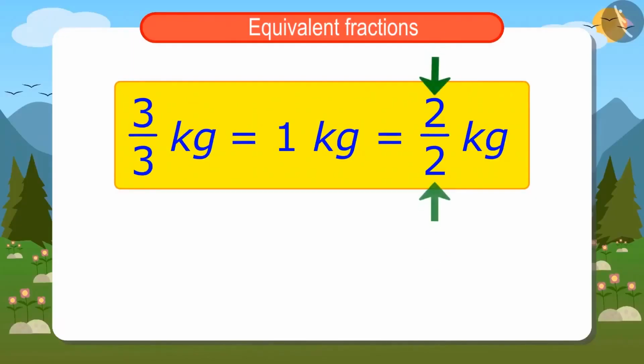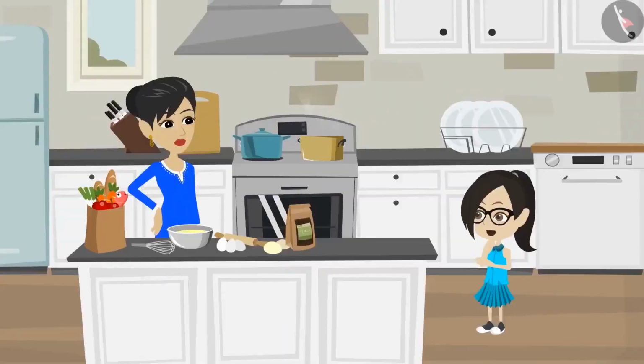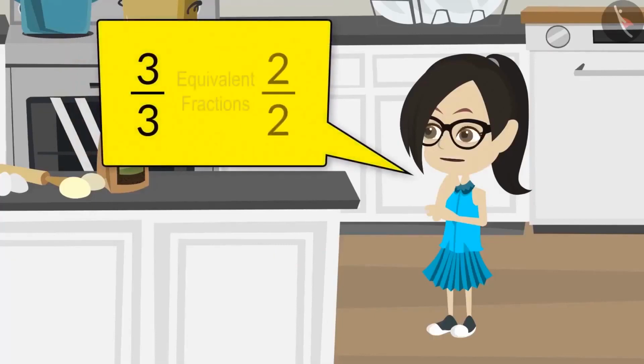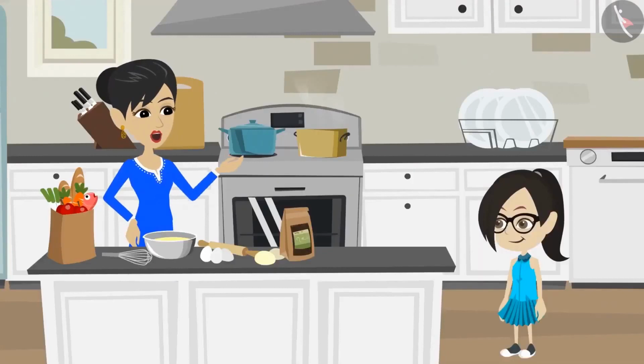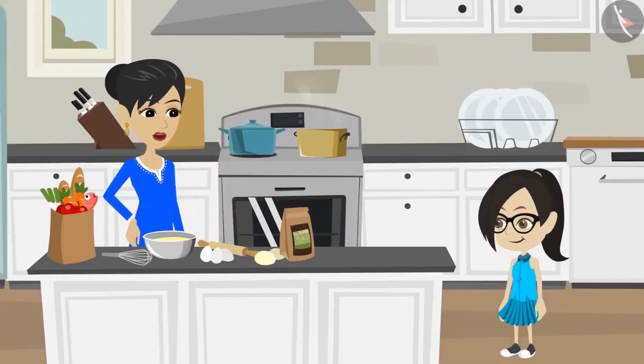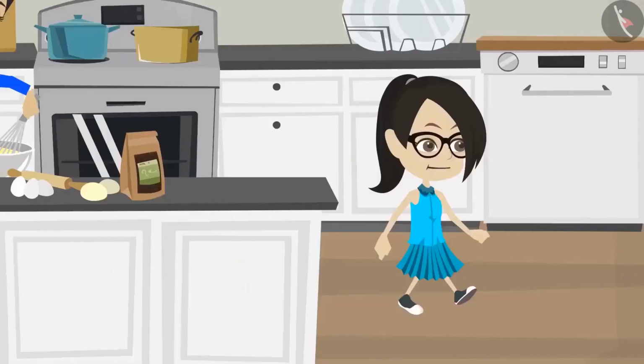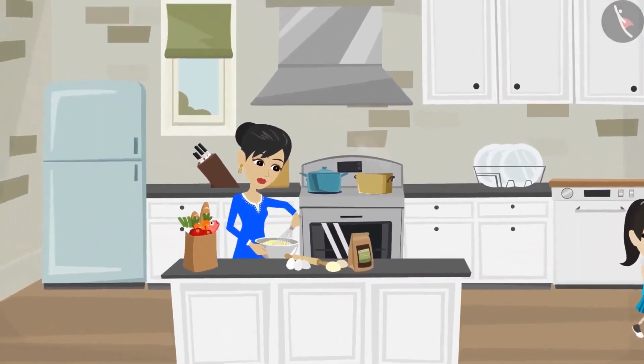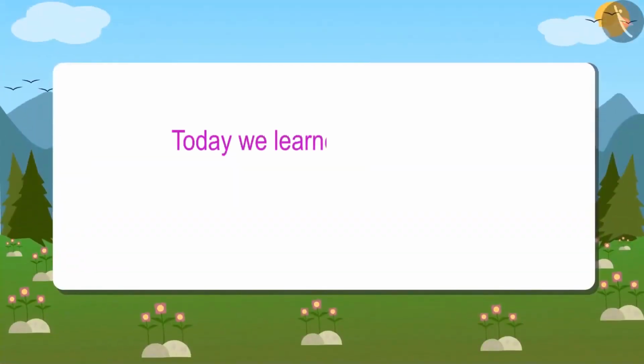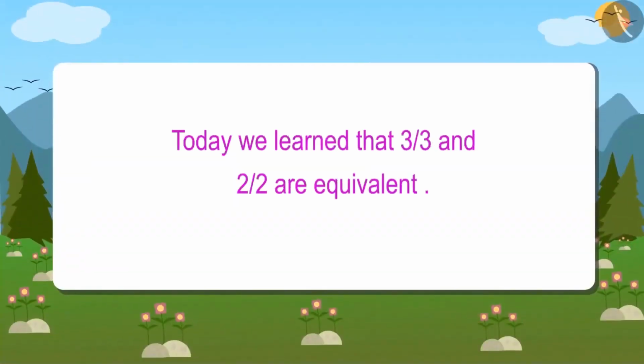When there is the same number in the numerator and denominator, then it means we are talking about the whole quantity. Oh, this means that 3 upon 3 and 2 upon 2 are equivalent fractions. Yes, Vandana. 3 upon 3 and 2 upon 2 are equivalent fractions. Now go and get 3 upon 3 kilograms of potatoes from the market. Okay, Mummy. Today we learned that 3 upon 3 and 2 upon 2 are equivalent fractions.